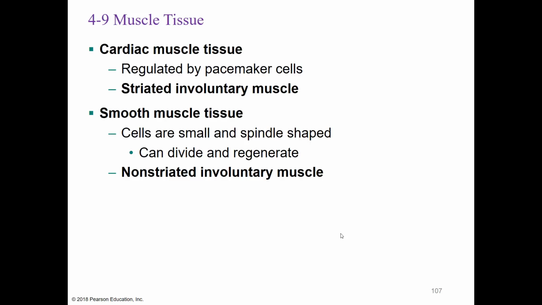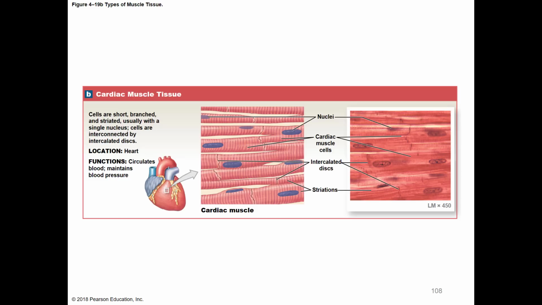Cardiac muscle tissue is regulated by pacemaker cells, which means that it is involuntary, so you do not control when your heart beats. The cells look branched, and they also are striated, so they do have a striped appearance as well. And again, involuntary. We do not choose when our heart beats.